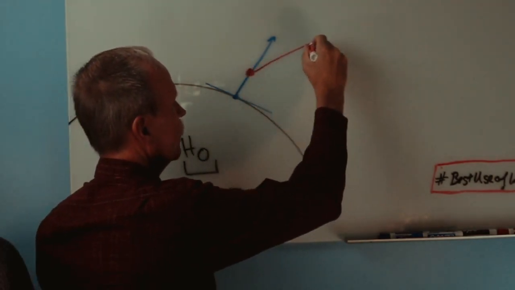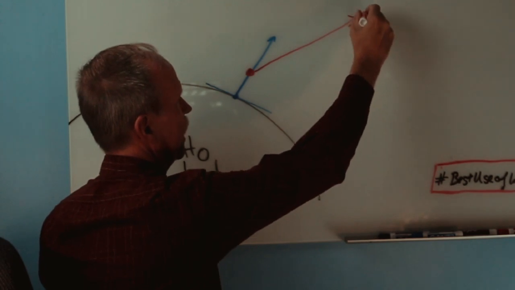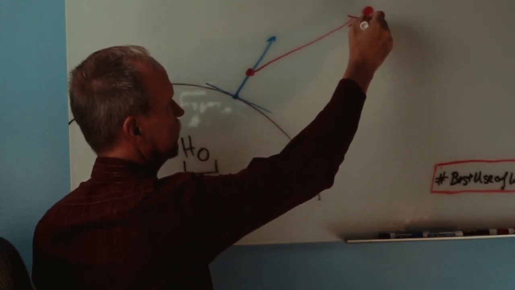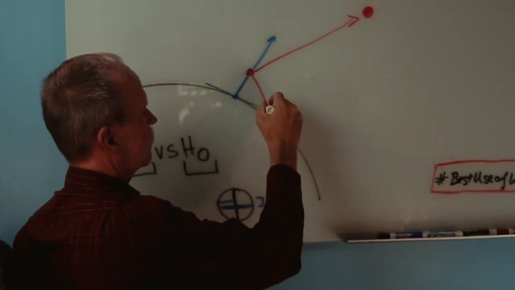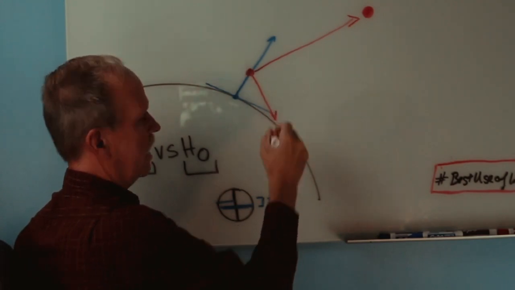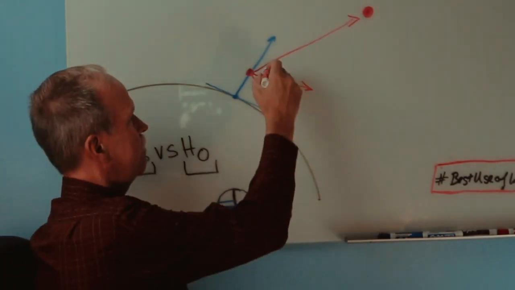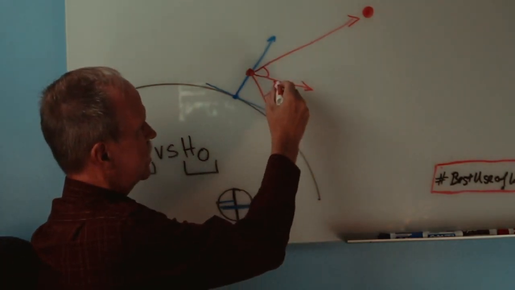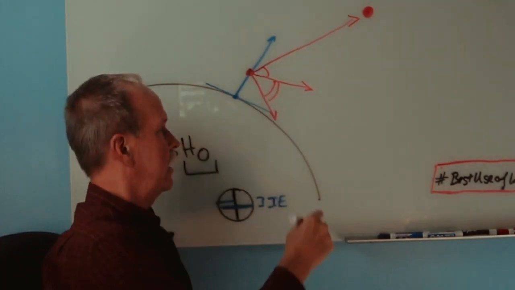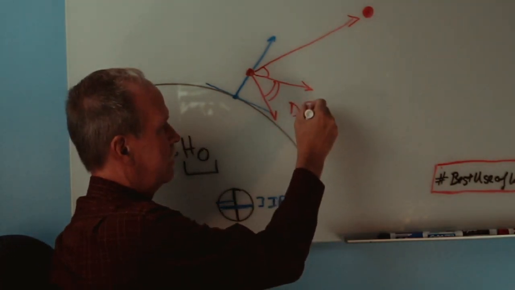You're going to read your angle out to your object, and then you're going to read the angle down to the horizon. What you want to do is find your horizontal and measure this angle. This is extra, and that is called dip.